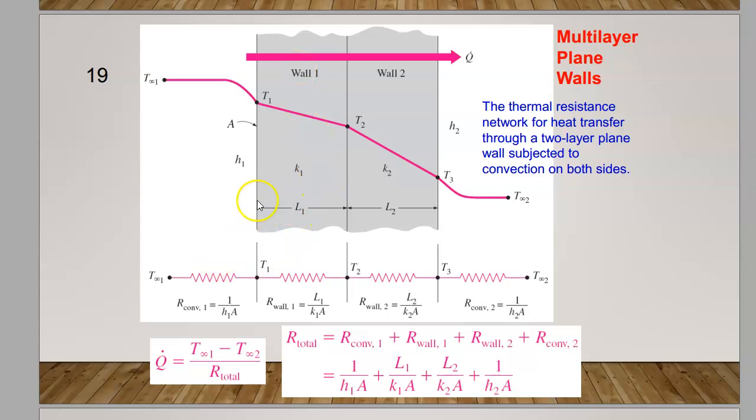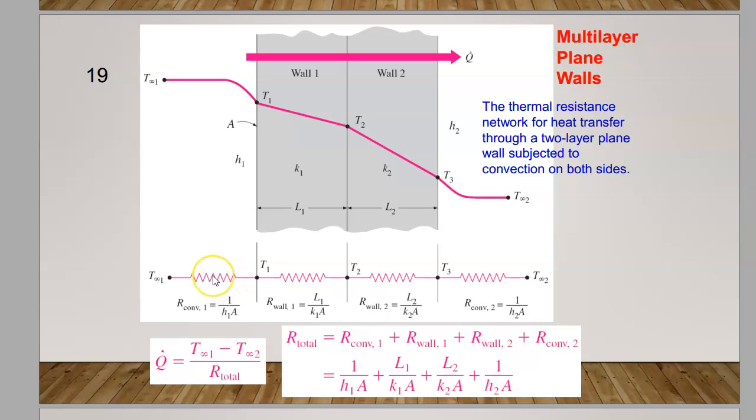Because of that, when we want to do this calculation for something sandwiched like this, the best thing is to use a thermal resistance network. So just draw the network: we have T infinity 1, then resistance number 1, T1, resistance number 2, T2 in the middle, resistance number 3, T3, and resistance number 4, and T infinity 2 at the end. Then we recognize what each resistance is.